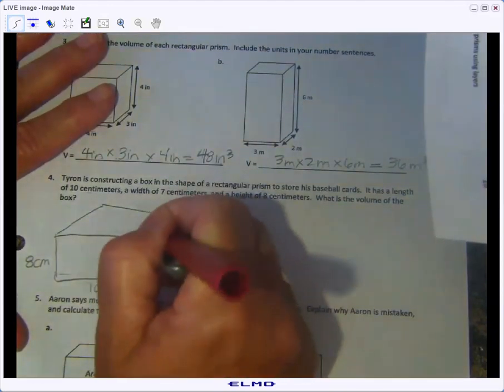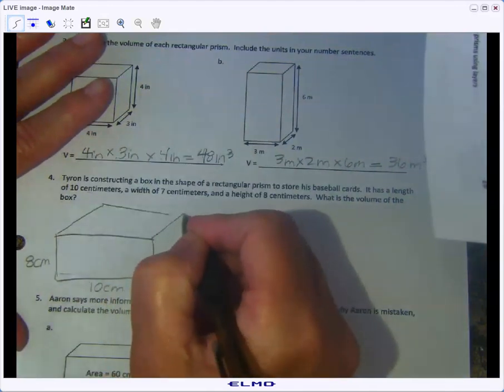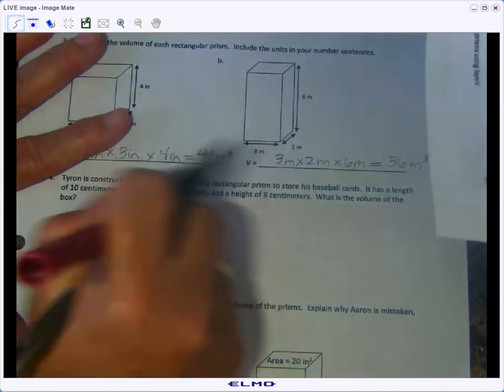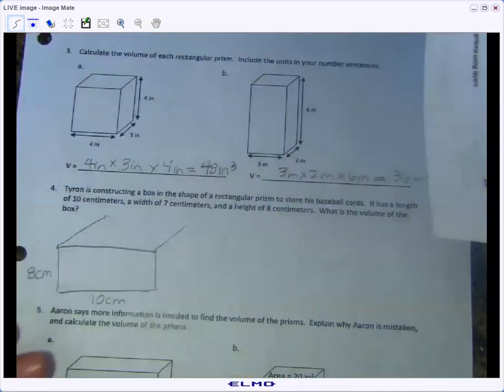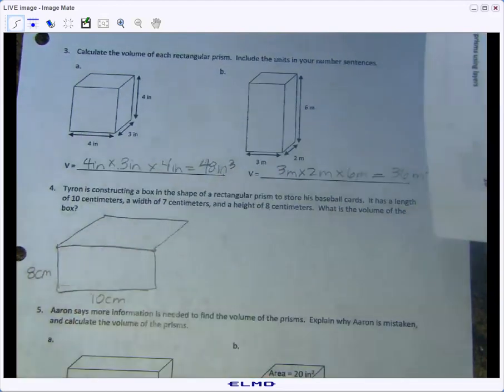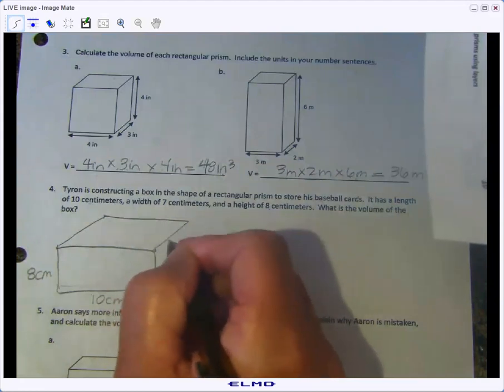What you want to do is make your 2 diagonal lines coming off the corners of your rectangle the same length, okay? And that way it'll look more realistic, like square. Okay, that looks better, doesn't it? So this is the depth or the width.